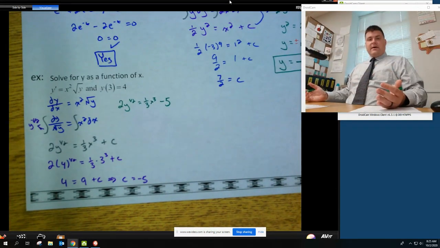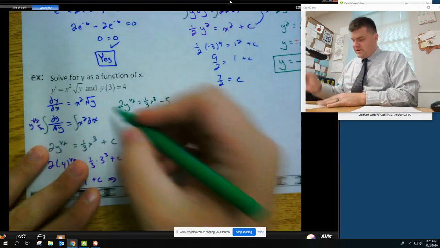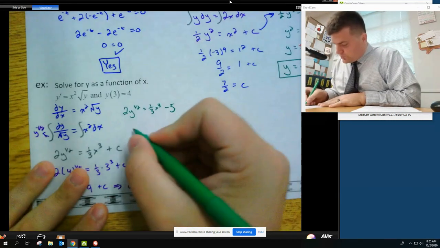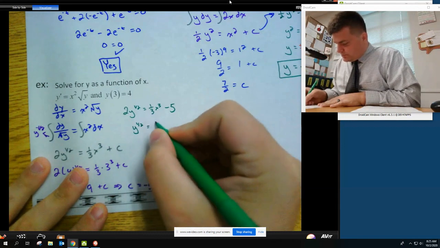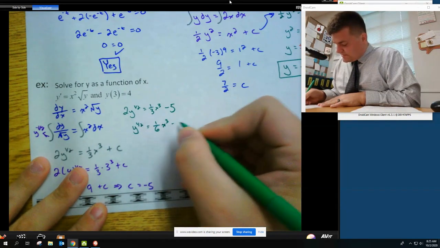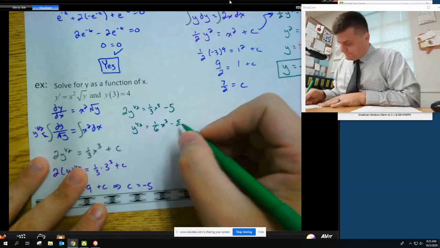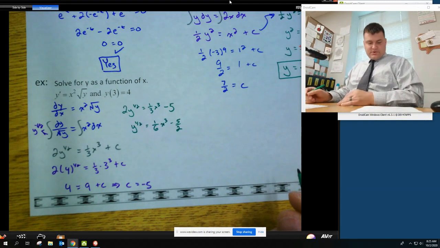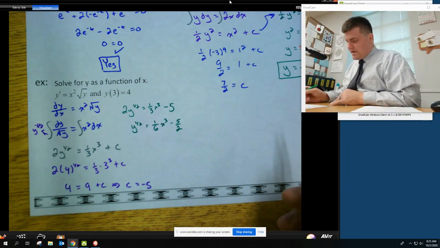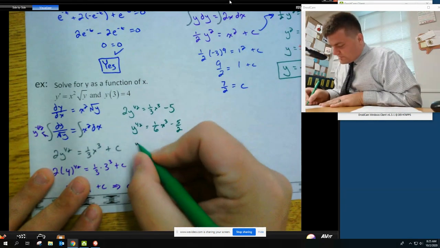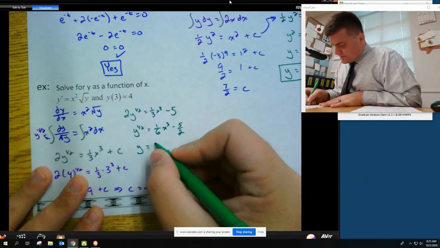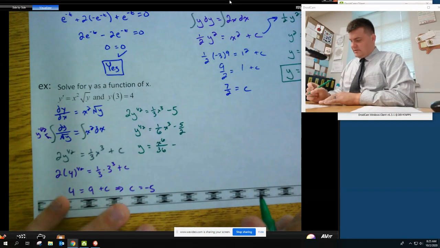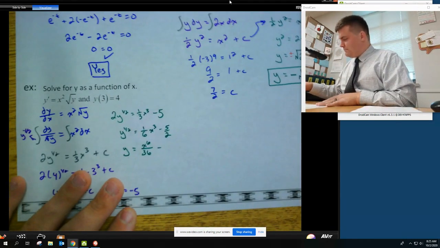All we're going to do now is just solve for y. So divide everything by 2 would be the way to go here. So we're going to get y to the 1/2 equals 1/6 x cubed minus 5 halves. And then I'm going to go ahead and square both sides now. So I'm going to get y equals x to the 6 over 36 minus, oh boy, I just did some bad math.